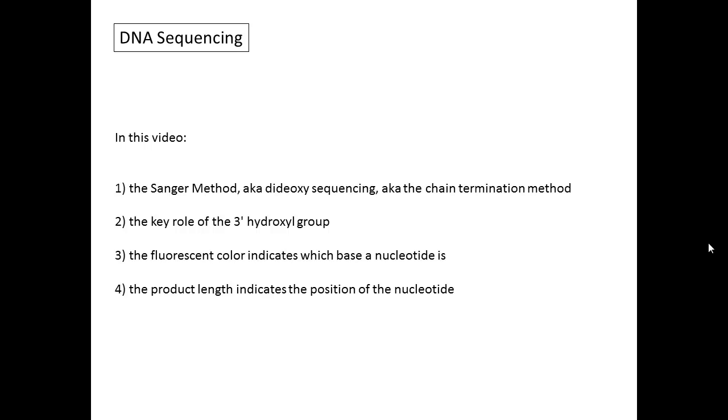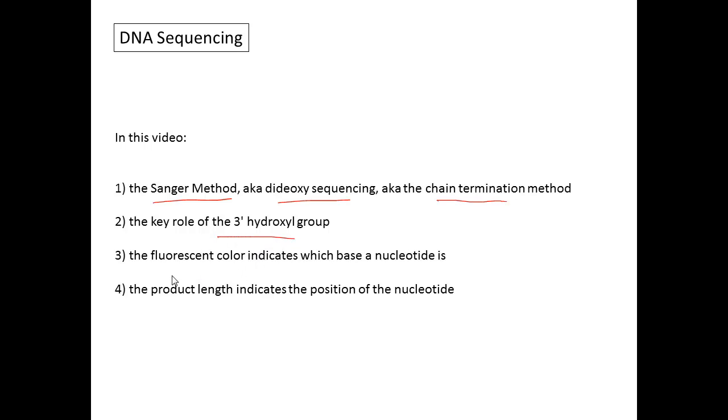Hi there. In this first of 3 videos on DNA sequencing, we're going to talk about conventional DNA sequencing, and we're going to focus on the sequencing reaction itself. This type of sequencing goes by several different names. It can be called the Sanger method of sequencing, it can be called dideoxy sequencing, or it can be called chain termination sequencing.